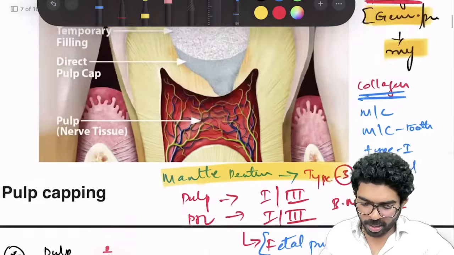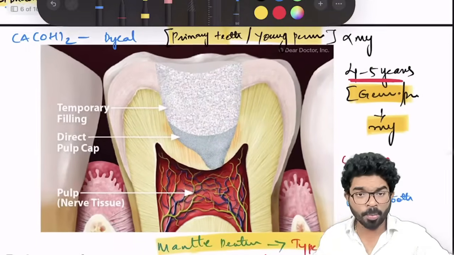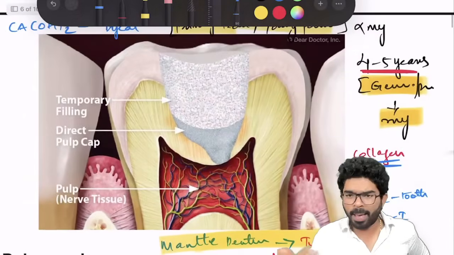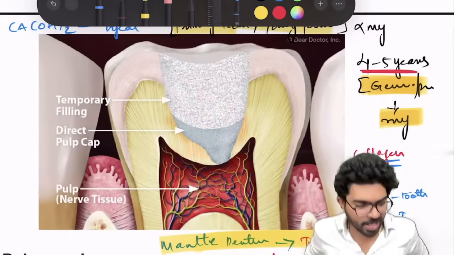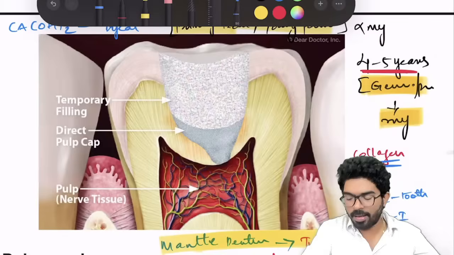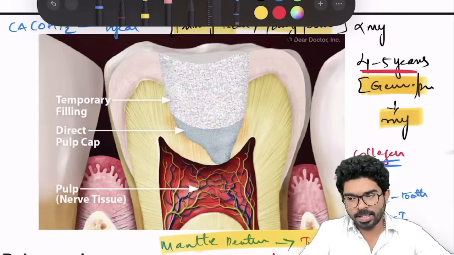Now I'll be jumping into one important area, pulp capping. I hope you guys know the basic criteria to go for pulp capping, which is a very common scenario. So I will just ask you a basic genuine question at a BDS level, including me as a BDS student.